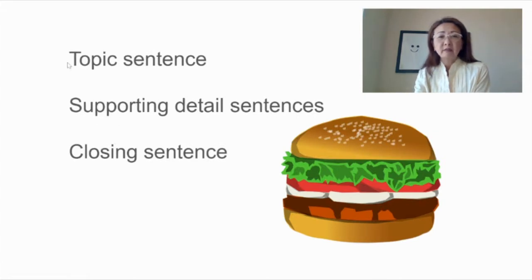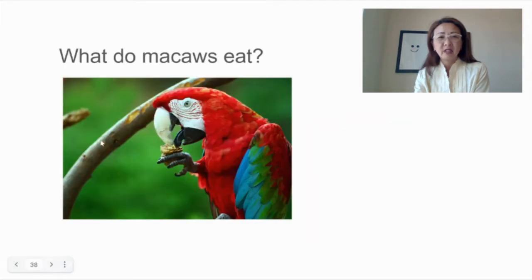Usually a paragraph will have a topic sentence, like a beginning sentence, and it will have supporting detail sentences that support the topic you are talking about in the paragraph. Then you'll have a sentence that closes your paragraph, perhaps repeating the topic sentence in a different way. So our topic that we are going to write about is, what do macaws eat?